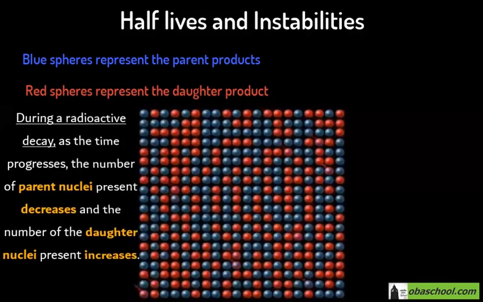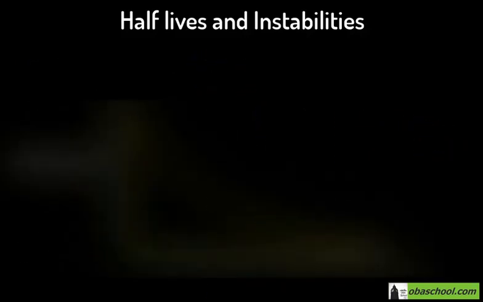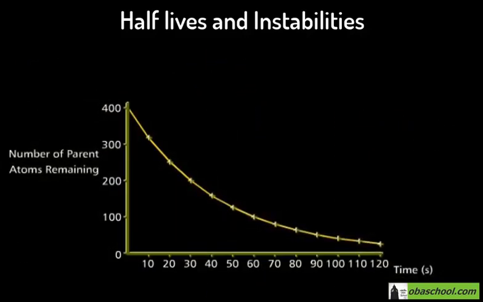During radioactive decay, as time progresses, the number of parent nuclei present decreases and the number of daughter nuclei present increases. Hence, the activity of the sample, which is the number of nuclei decaying per second, also decreases. This can be represented in the following graph. This graph shows how the number of parent atoms remaining decreases with time. From this graph, we can find the half-life. The half-life for this radioisotope is about 30 seconds.